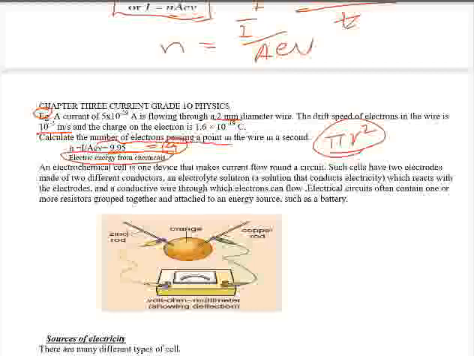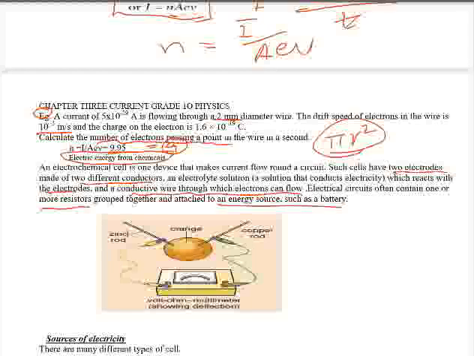Okay, the other thing is electrical energy from chemicals. An electrochemical cell is a device that makes a current flow around a circuit, such as a cell having two electrodes made of two different conductors, an electrolyte solution which reacts with the electrodes, and conductive wires through which electrons can flow. An electric circuit often contains one or more cells grouped together and attached to an energy source.